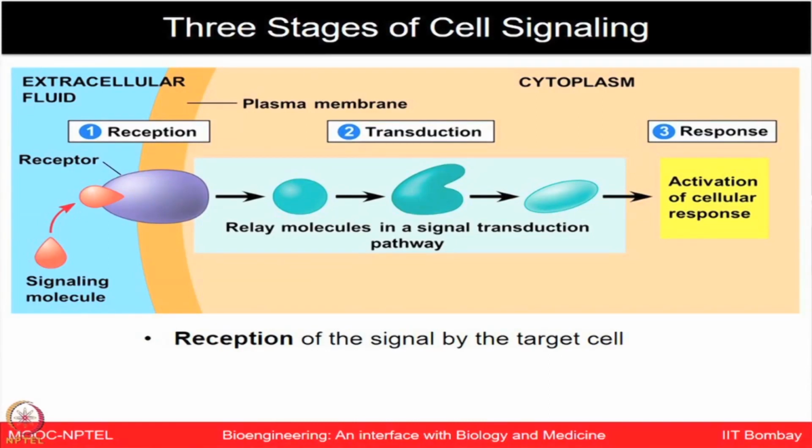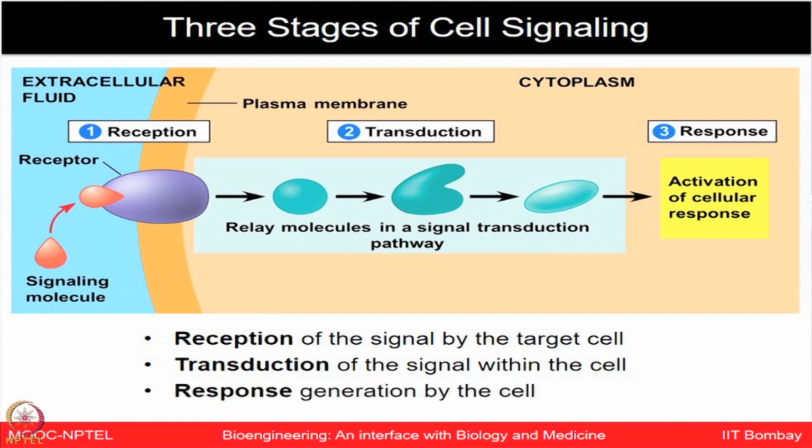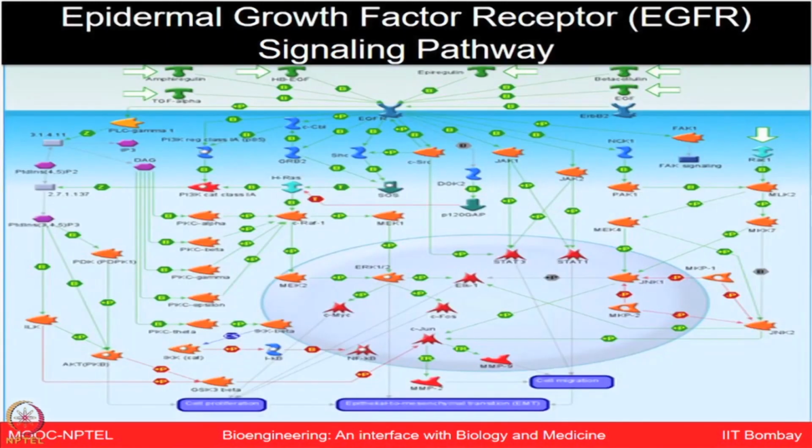First is the reception, where the signals are received by the target cell, and then the signal has to transduce within the cell. It has to move like a relay race, where the molecules have to relay from one to other molecules, and then a response has to be generated by the cell, which is activation of the cellular responses. Shown here is one of the complex signaling pathways, of epidermal growth factor receptors, or EGFR.